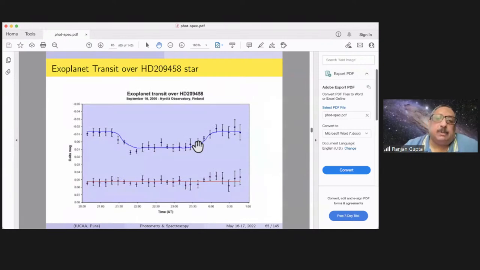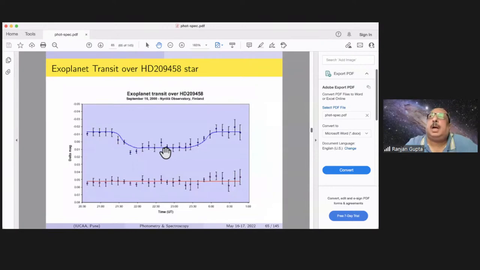This is the prime reason, even though this slide looks very simple, why most of the money in astronomy is going. Just to elaborate for a few minutes on this, what is this? This is a standard star with slight fluctuation, a star which doesn't change. Whereas here, in front of the star, another object is occulting it. Just like an eclipse, for some time the starlight is obstructed and then recovers.